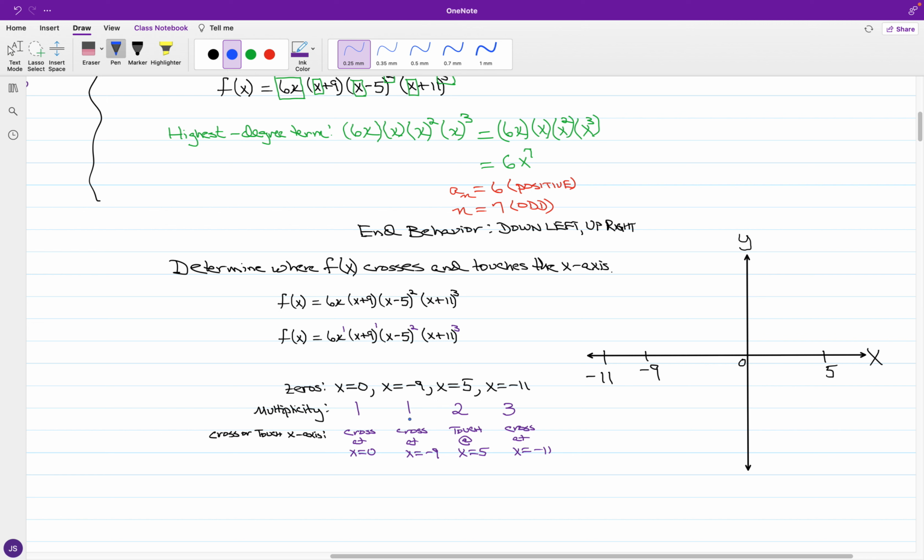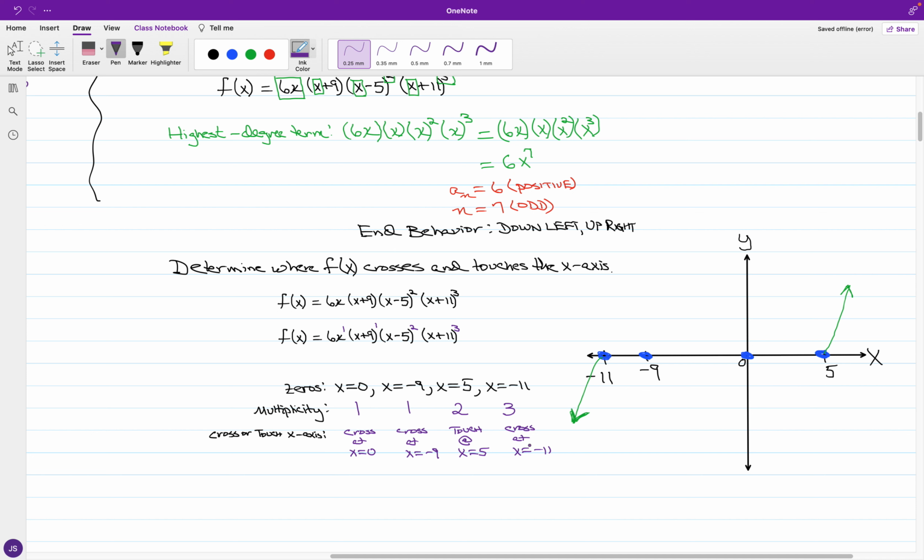So setting the stage, we've got 4 distinct zeros: negative 11, negative 9, the origin, as well as 5. Now for the end behavior, you have down to the left. At the extreme end, you're looking at down and to the left of x equal to negative 11, and for up and to the right, you're looking at up and to the right of x equal to 5. So those are what we have at the extremes.